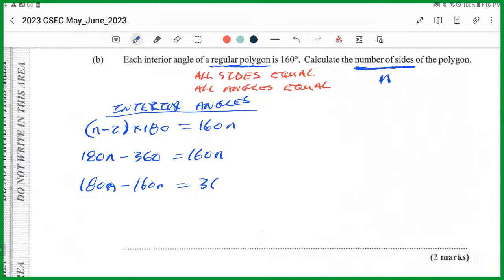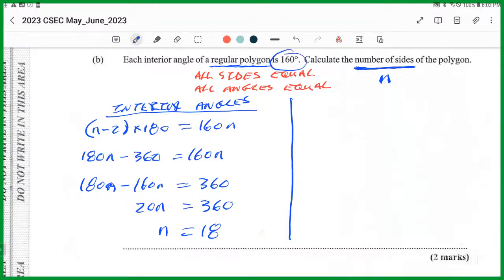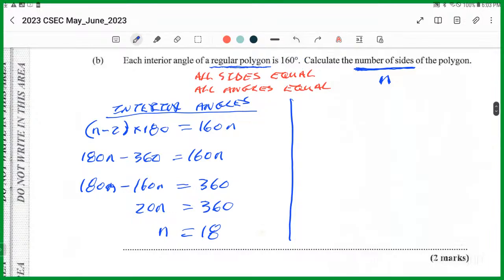I'm going to show you something interesting, but the same thing to work here. This becomes 20n equals 360. 360 divided by 20 is 18. So n equals 18. So it has 18 sides. The other way might actually be shorter to do. And we know that the total exterior angle is 360. And if the interior angle is 160, then each exterior angle is 20.